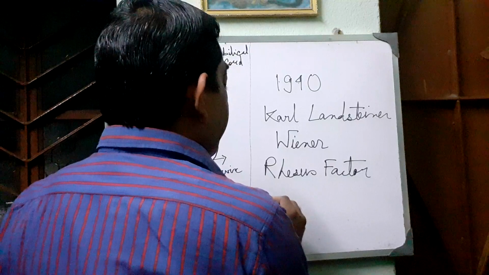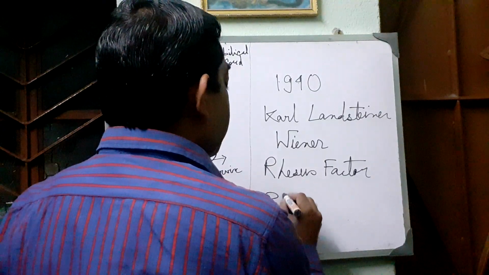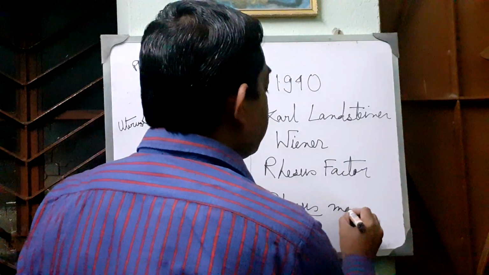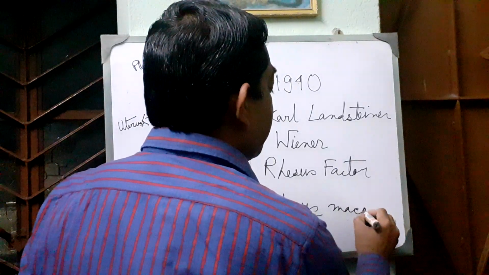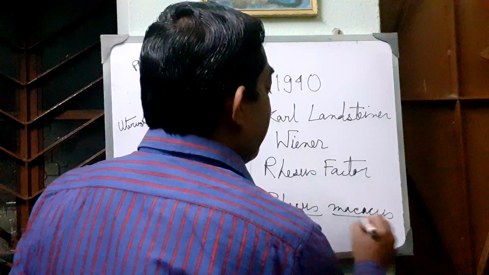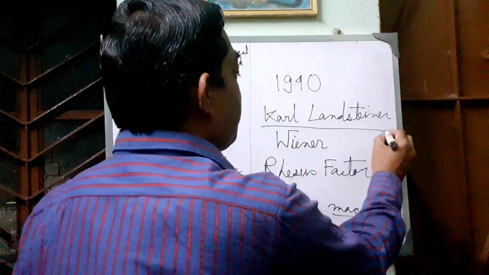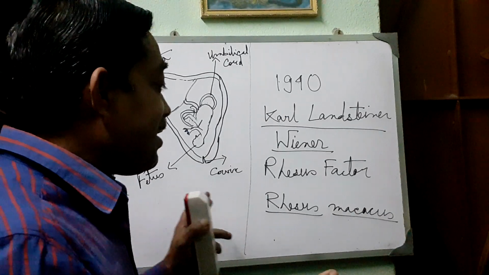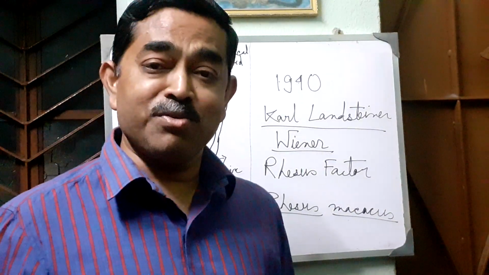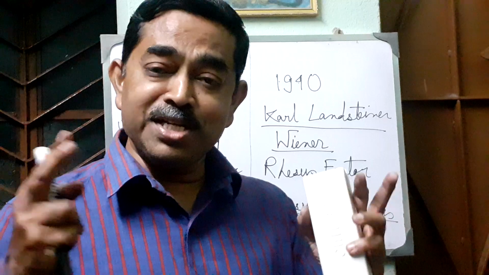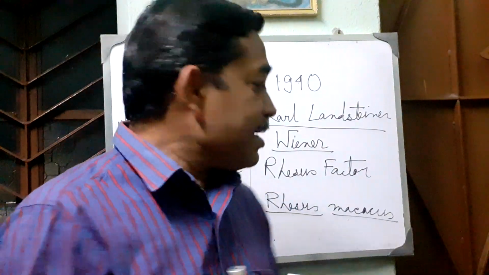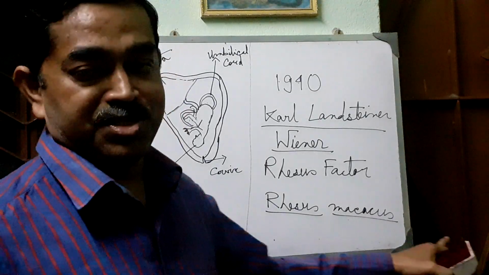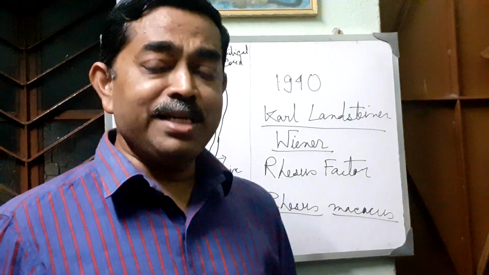The name of the Indian monkey is Rhesus macaccus. The scientific name of the Indian monkey is Rhesus macaccus. These two scientists identified another factor, the rhesus factor, which is called Rh negative and Rh positive. They discovered it in the Indian monkey Rhesus macaccus. So this is the thing.